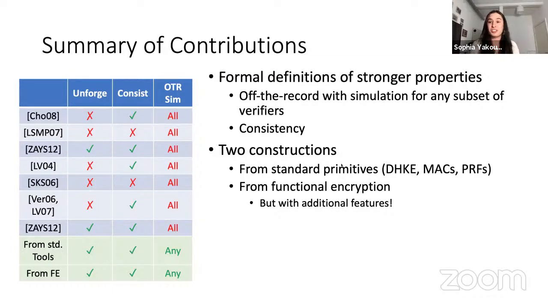So we also give two constructions. One of these uses standard primitives like key exchange, MACs, and PRFs. And the second one uses functional encryption. And it might sound silly to be using functional encryption when we can do what looks like the same thing from more standard tools. But actually, the functional encryption construction comes with some additional perks, which we describe in a little bit of detail in the longer version of this talk and in a lot of detail in the paper.